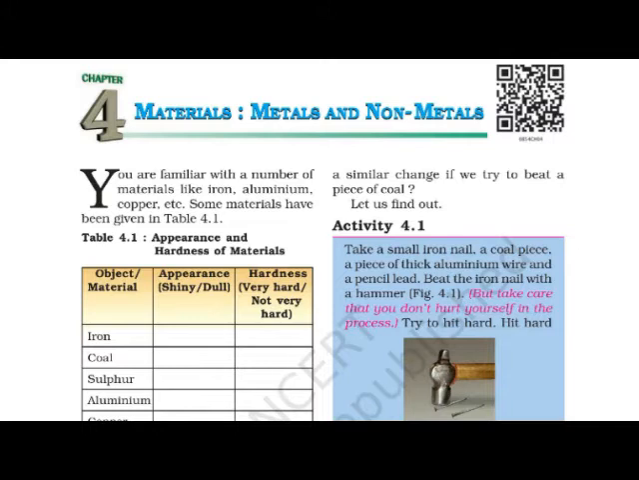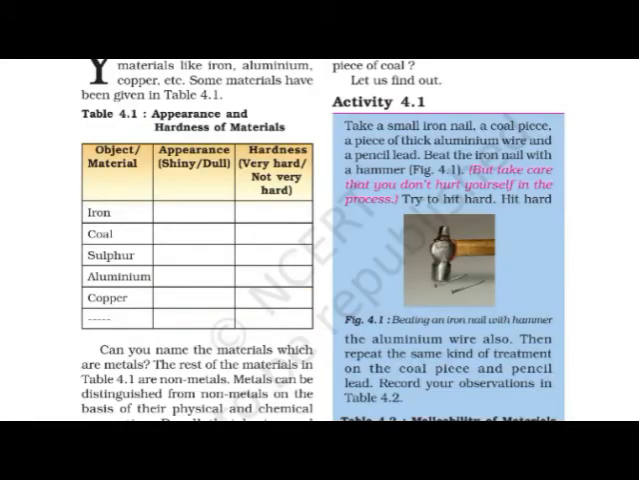See on your screen, you can see the table 4.1, appearance and hardness of materials. Appearance means how it looks physically, and hardness, how hard it is, very hard or not very hard. The first column is given for the object or material, the second column for the appearance, and the third column is given for the hardness. The first column has iron, coal, sulfur, aluminium and copper.